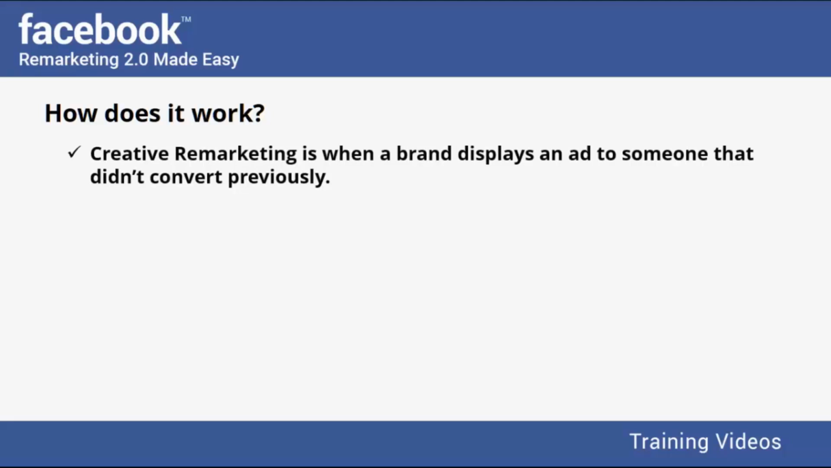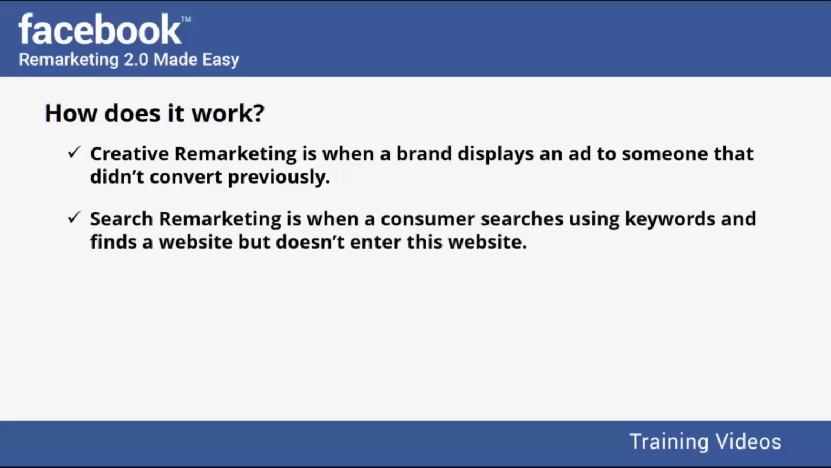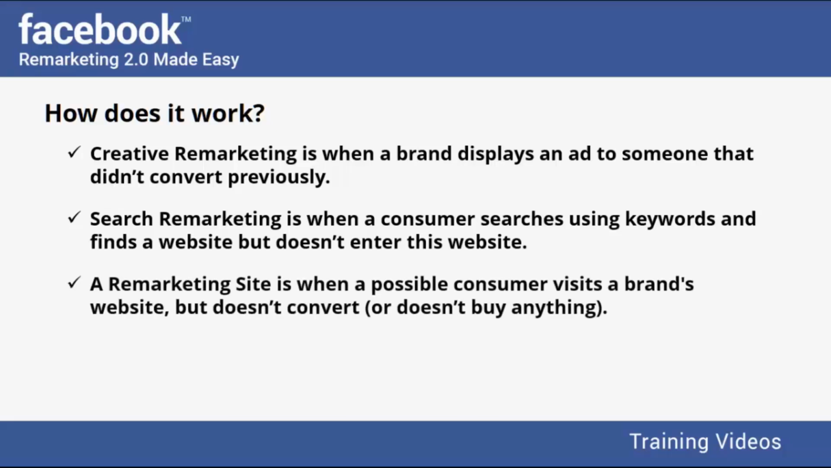How does it work? Remarketing can be presented in different ways. Creative remarketing is when a brand displays an ad to someone that didn't convert previously. The strategy of the advertiser in this case will be to take another shot with a more creative and better ad than before with the objective to convert this person. Search remarketing is when a consumer searches using keywords and finds a website but doesn't enter this website. Then the customer gets retargeted based on the search keywords he used before. A remarketing site is when a possible consumer visits a brand's website but doesn't convert or doesn't buy anything. Then, the brand displays ads with offers or other strategies to try to convert the customer.